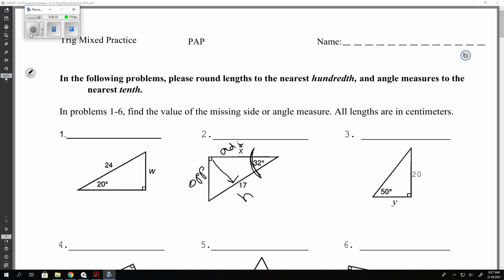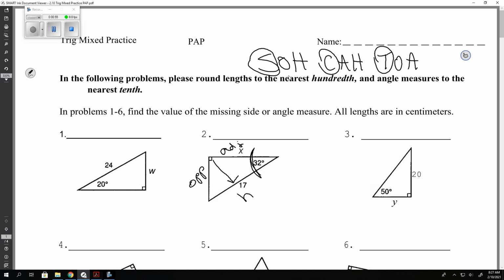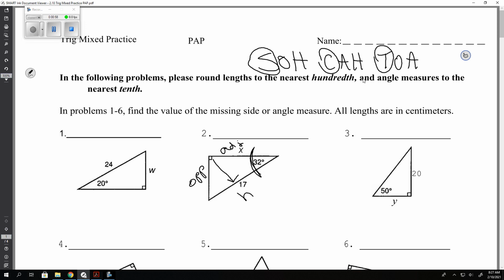So now we ask ourselves, okay, you have to remember, Coca-Cola. Okay, we have sine, cosine, or tangent. We have the hypotenuse, right? And we're looking for the adjacent. So which one has hypotenuse and adjacent? Cosine. So we would do the cosine of 32, and that's adjacent, so x, over hypotenuse, which is 17.